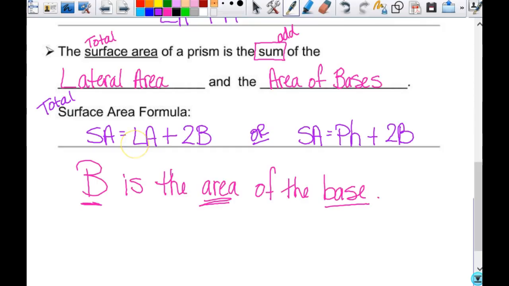You don't need to recalculate it. If all you're asked for is the total surface area, then you might as well use the second one and plug it all in at the same time. But you could still use this one and do it in pieces. It doesn't matter. We good? Make sense where it's coming from?